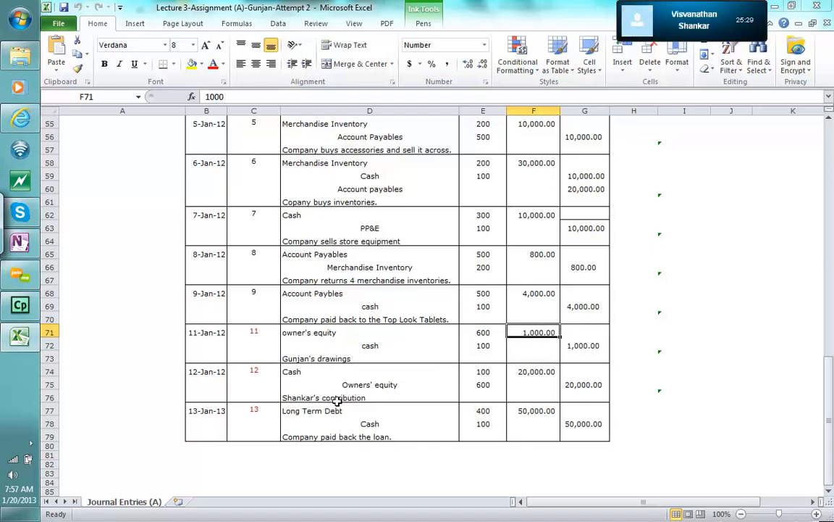Shankarji contributed extra to the owner's equity, it means cash is going up, an asset going up, and the owner's equity going up, so owner's equity going up is credit. Similarly, the company paid back a part of the loan, so if you are paying a loan, liability is going down, that is debit, and cash is going down, that is credit. Any doubt in this one? Perfectly clear.